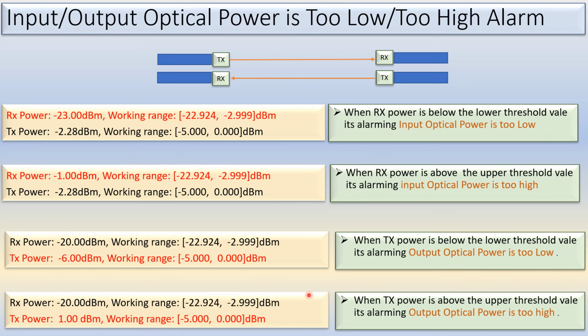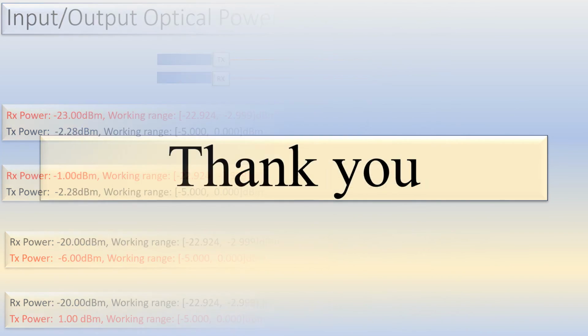In the same way, the RX power is in the range and the TX power is 1 dBm, which is beyond the upper threshold value. When the TX power is above the upper threshold value, it alarms output power is too high. So the four conditions are: input optical power is too low, input optical power is too high, output optical power is too low, and output optical power is too high. These can be clearly understood by the upper and lower thresholds of TX and RX power. Hope you understand. Thank you.